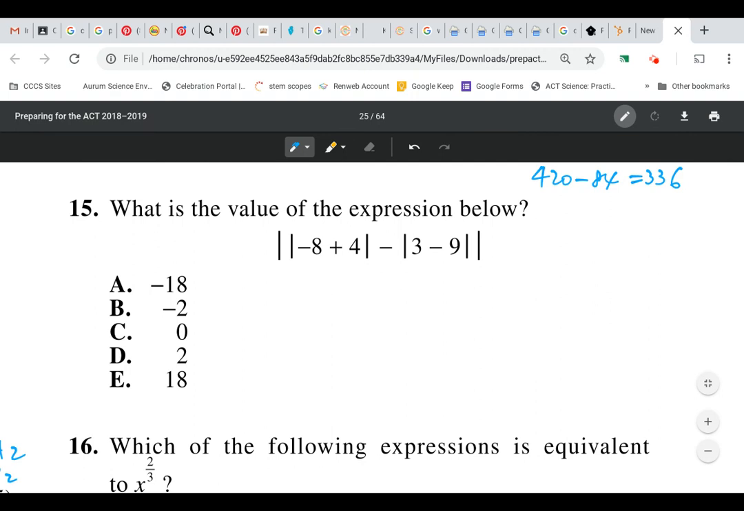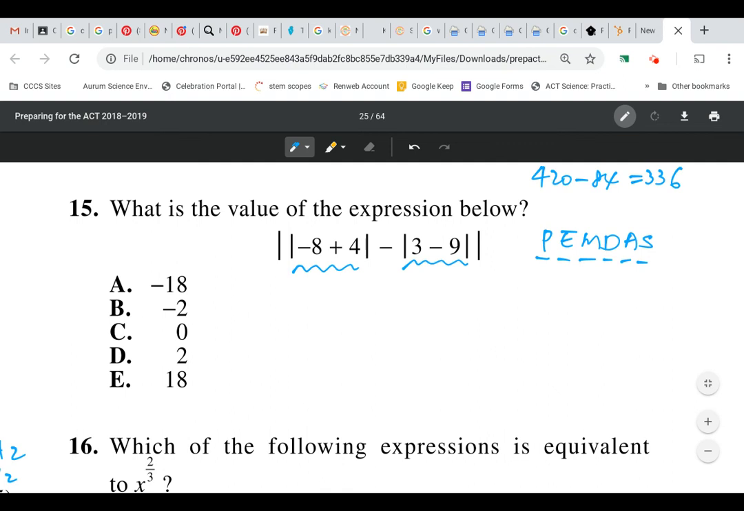Number 15, what is the value of the expression below? Absolute value signs. So remember, when you see the absolute value sign, it not only means absolute value, but it also acts like parentheses. So when you do the calculation, you have to do the parentheses first. PEMDAS, right? Parentheses, exponent, multiply, divide, addition, subtraction. So you have to do that in that order.